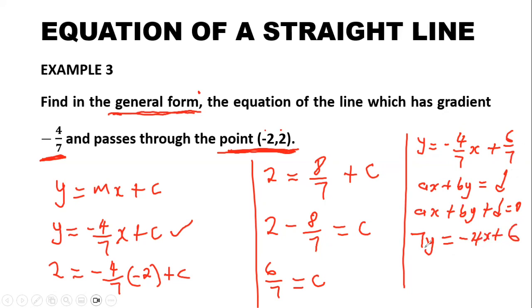So we have to rearrange this equation to obtain this form or this. So bringing the negative 4x across the equal sign means that we have 4x plus 7y equal to 6. And this is the equation of the straight line in the general form. But we can bring this here and equate it to 0. So this becomes 4x plus 7y minus 6 equal to 0.